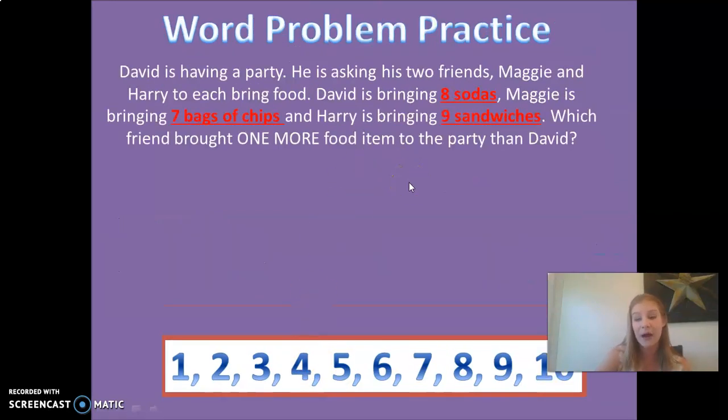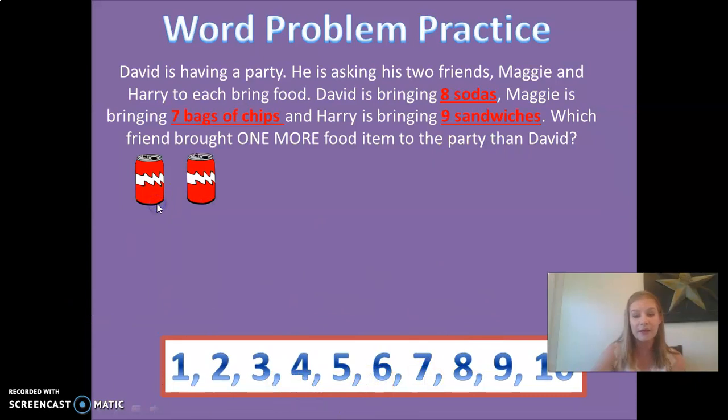And let's do a word problem together. The word problem says, David is having a party. He is asking his 2 friends, Maggie and Harry, to each bring food. David is bringing 8 sodas. Maggie is bringing 7 bags of chips, and Harry is bringing 9 sandwiches. Which friend brought one more food item to the party than David? So let's look at our number line.